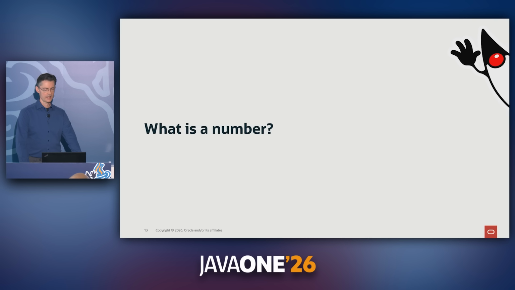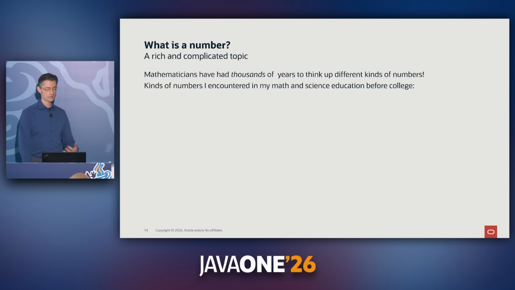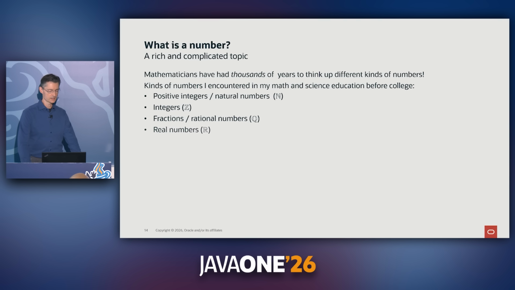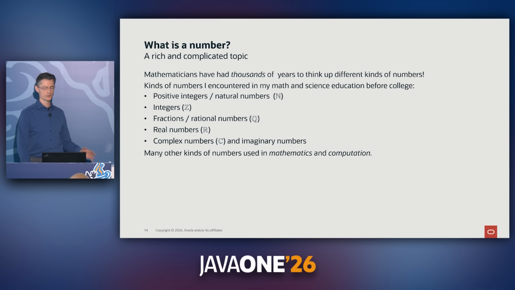So with a little summary of types, what about numbers? Well, like types, numbers are a rich and complicated topic. Mathematicians have literally had thousands of years to come up with different kinds of numbers. The sort of numbers I encountered in my math education before college were things like various kinds of integers, as well as fractions, rational numbers, real numbers, and then once we got to the electricity chapters in physics, the complex numbers and the like. And there are many other kinds of numbers used in mathematics and computation. This is in no way an exhaustive list.